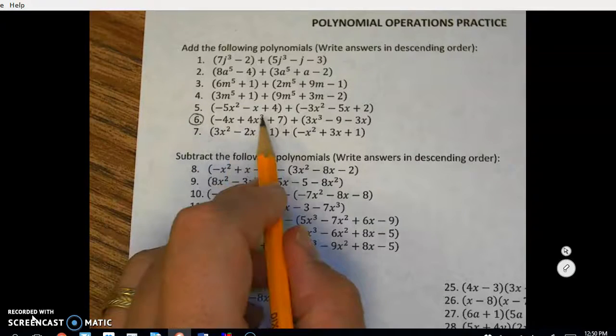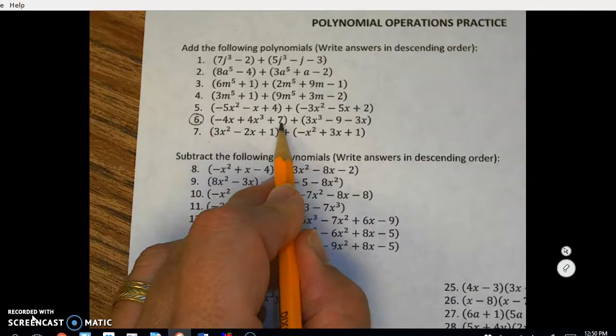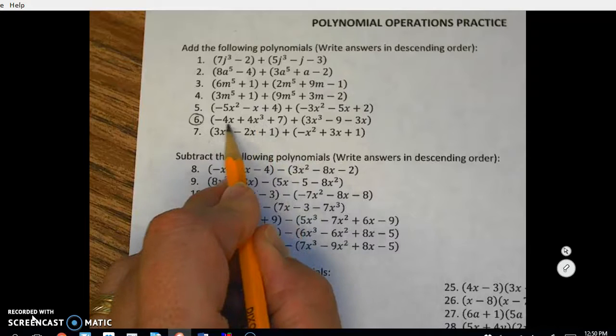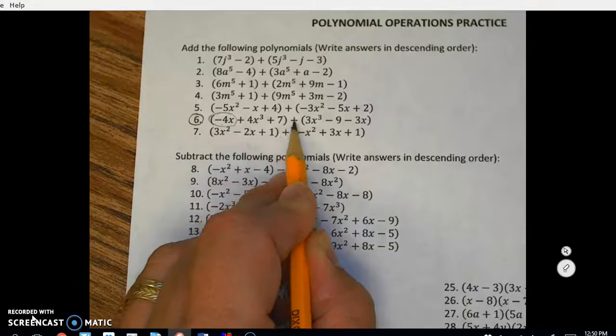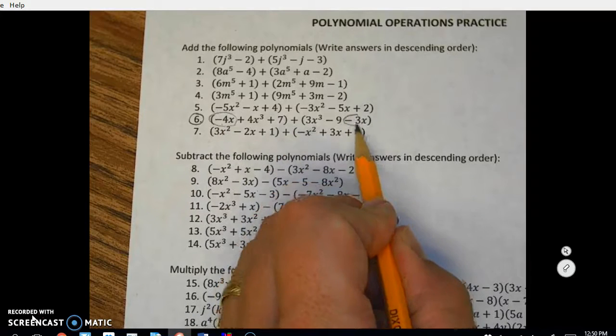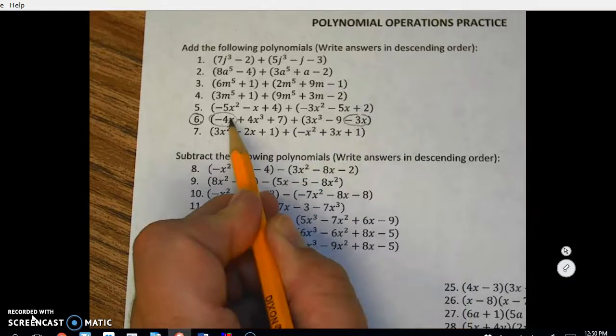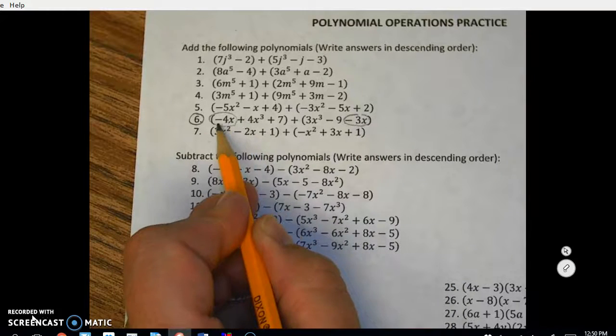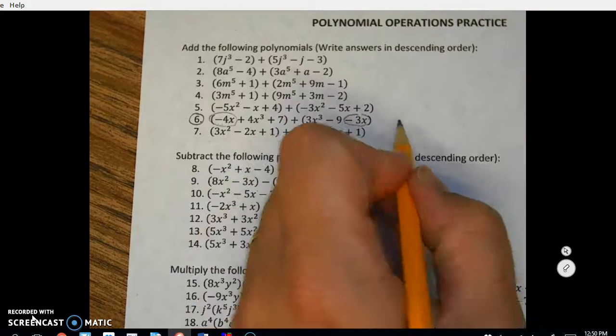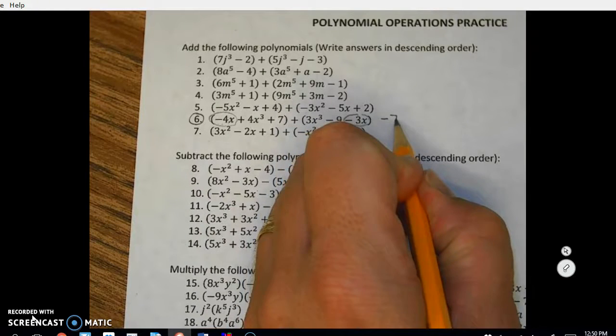I'm going to look through this group here, starting with this first one. Negative 4x, I'm going to add that to negative 3x because those are like terms, because the variable is the same and the exponent is the same. So negative 4 plus negative 3 is negative 7x.